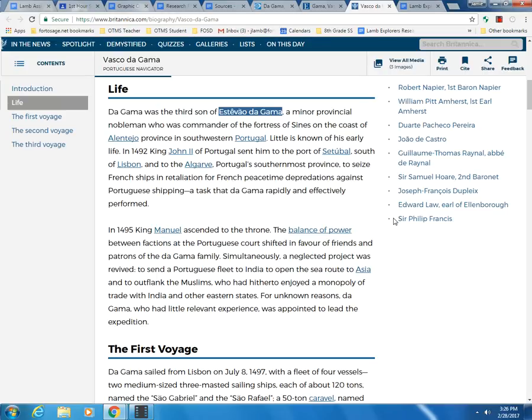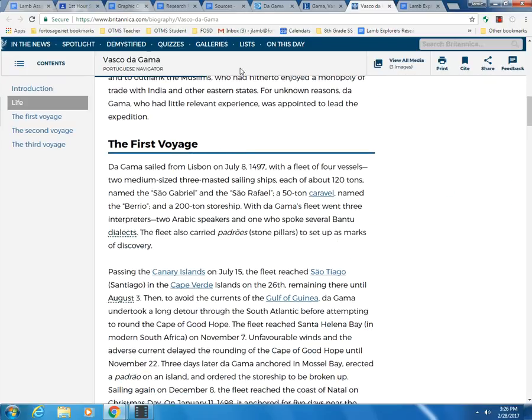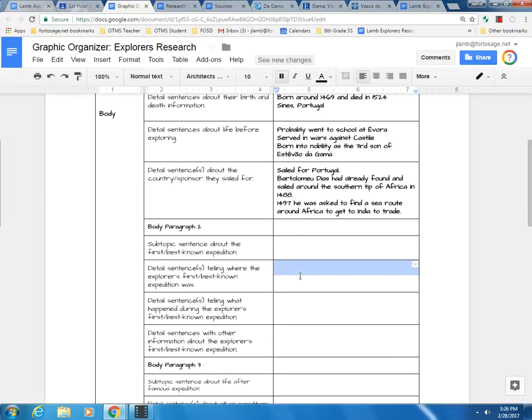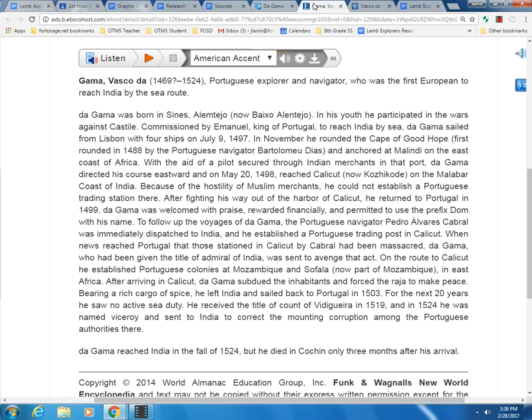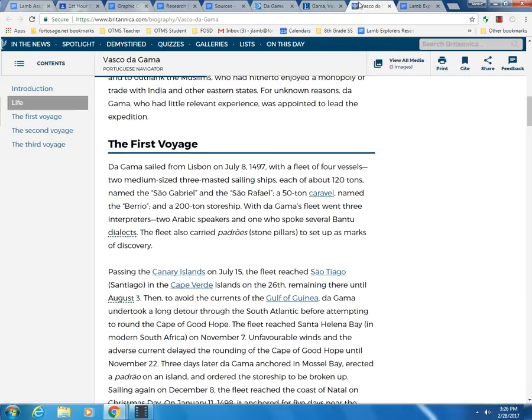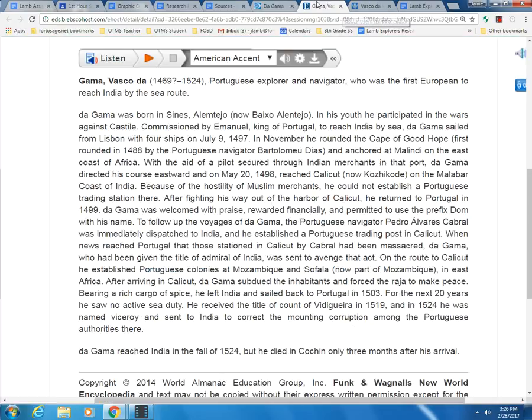Now, if I do decide that I want to use something word for word. So let's say on the graphic organizer, I want to talk about his best known expedition. Okay. First or best known. So you pick. But some of these explorers only went on one anyway, but some of them went on multiple ones. So the big one here for this particular explorer is going to be that he sailed all the way around Africa and made it to India.